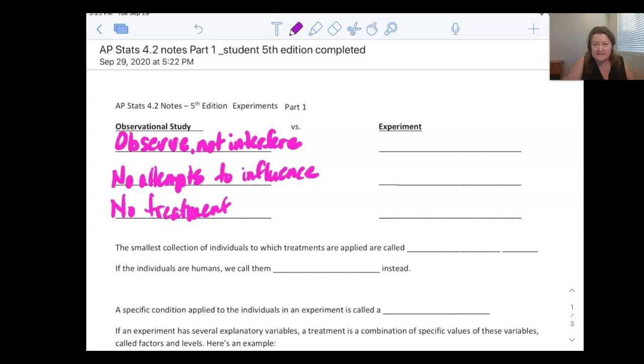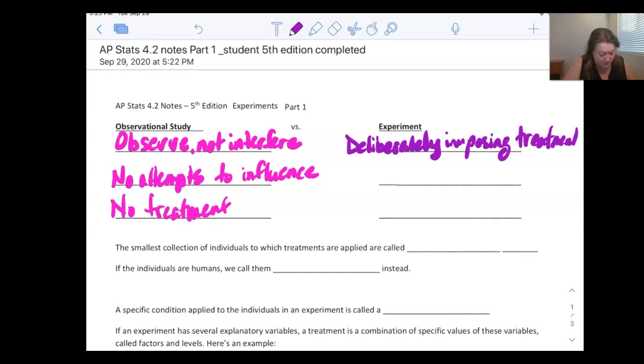In an experiment, it's that idea of the mad scientist. We're deliberately imposing treatment. That means we're purposely messing with people, whether that's giving them a drug or having them do jumping jacks or something else. We're purposely influencing them. It's that mad scientist thing of, we are going to change you somehow or make you do something.